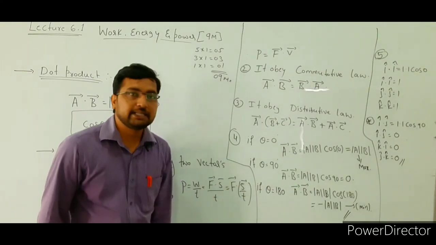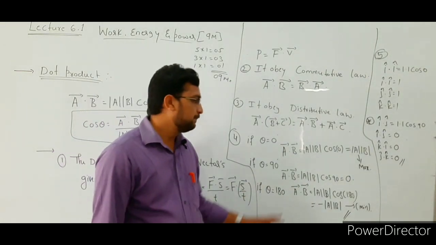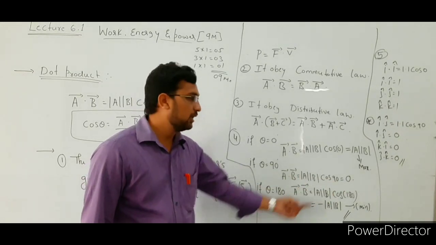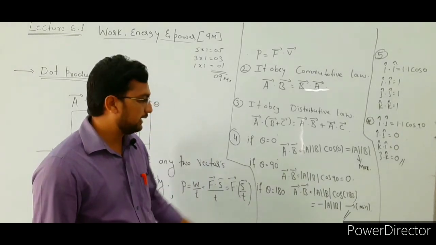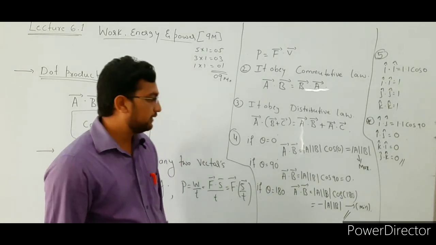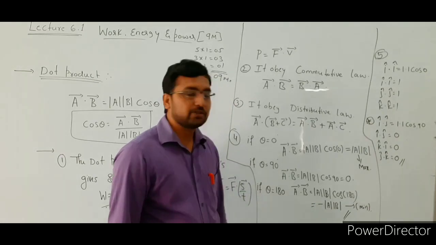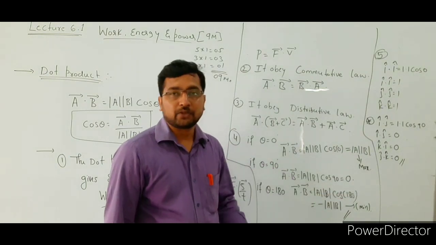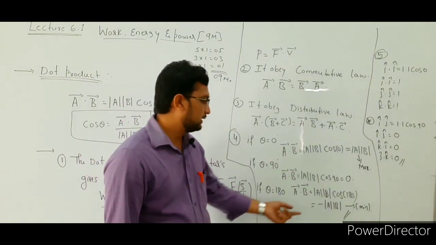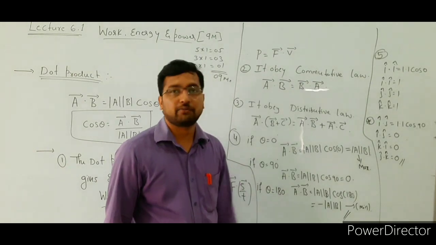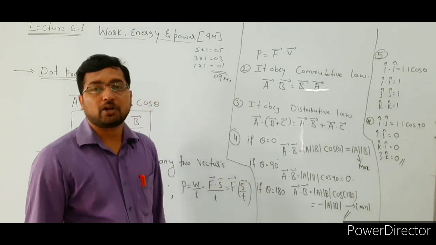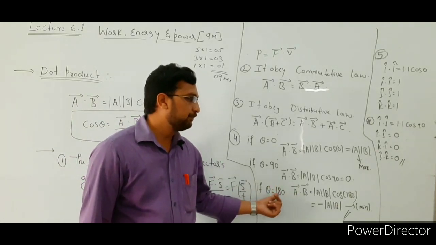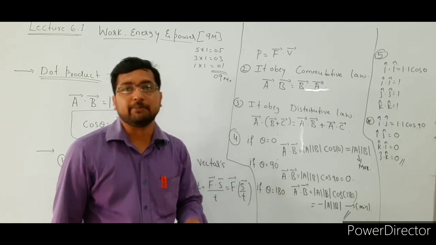So next one, if theta is equal to 90, the dot product of these two is 0, because cos 90 is equal to 0. Next, if theta is equal to 180, the dot product of these two vectors is equal to the magnitude of a into magnitude of b, cos 180 value is minus 1. So this is equal to minus magnitude of a into magnitude of b. This is the minimum value of the dot product of two vectors: if theta is equal to 180 degrees, then the dot product of these two vectors is minimum.